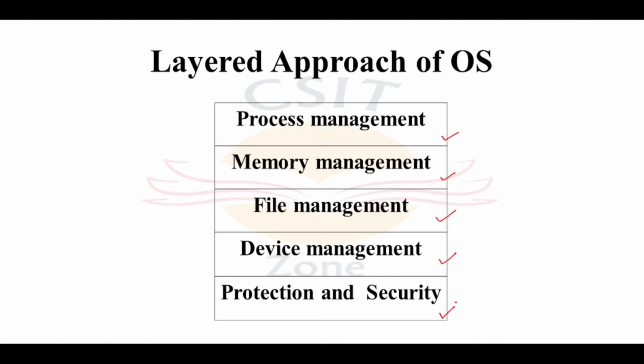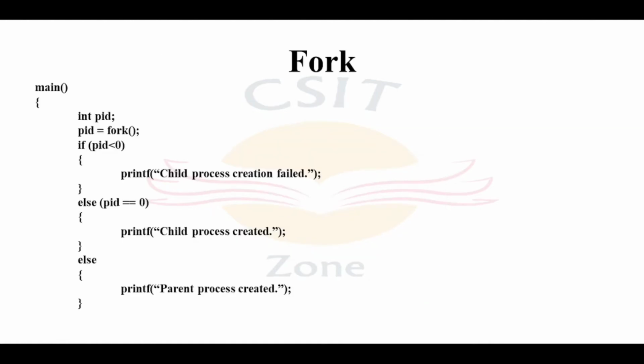Now let's move on to another topic, which is fork. Fork is a system call used to create a child process. Before moving to further discussion, let's understand the program. In this main function, we initialize PID as an integer. Then the fork function will be assigned to this PID.